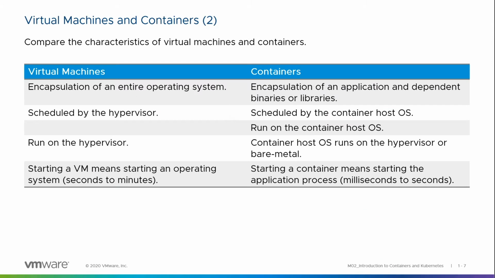Another way to look at it is we can look at it inside this table. On the left-hand side over here, we've got our VM. What is the VM actually doing? It's encapsulating an entire operating system and anything that we've installed inside that operating system. So the dependencies and the application, and it's all inside that virtual machine. That virtual machine in turn is going to be scheduled by the hypervisor, which means we're running on top of that hypervisor. And typically booting a virtual machine, depending on your operating system, it's going to probably take minutes, seconds.